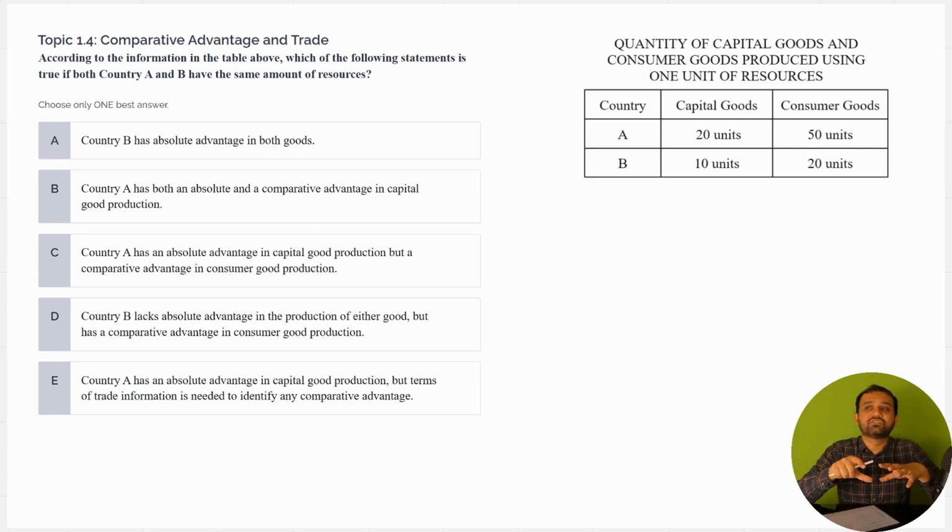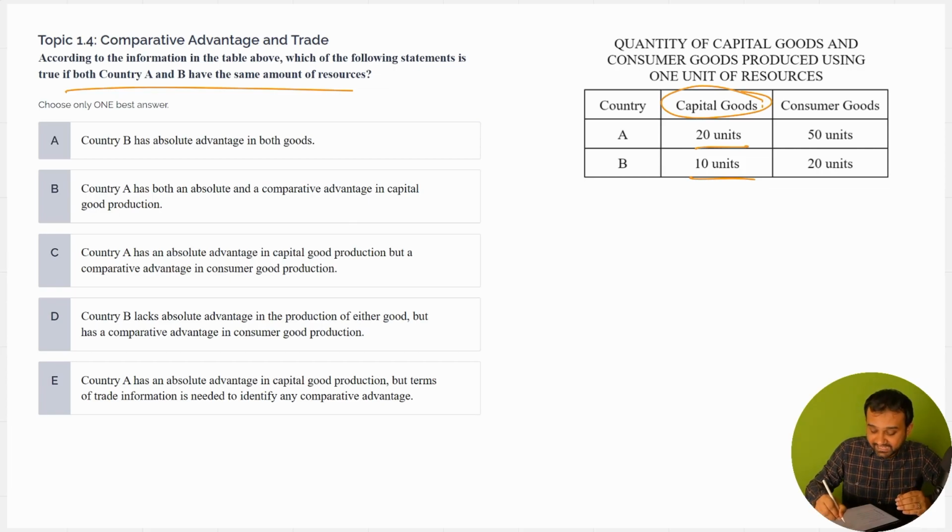Absolute advantage is when a country can produce a good more efficiently than the other country. So what does that mean? That means using the same amount of resources, a country can produce more of a good than another country. Hence, it's more efficient. So if you look at the table, capital good production, country A can produce 20 units and country B can produce 10 units. Now, that doesn't mean country A has absolute advantage right away. You have to check whether both countries are using the same amount of resources or not. So in this situation, despite having the same resources, country A somehow is able to produce twice as much of capital goods than country B. So therefore, country A does have absolute advantage in capital good production.